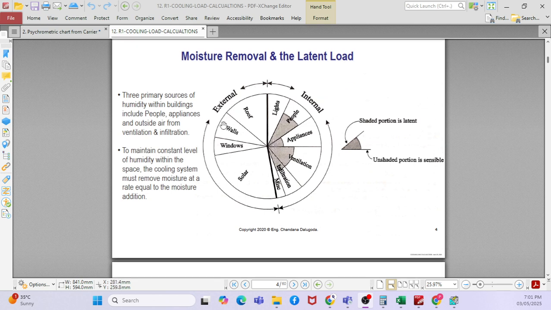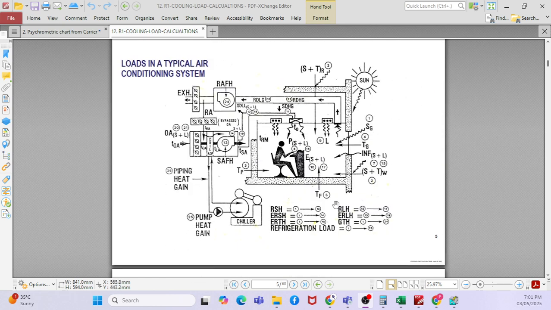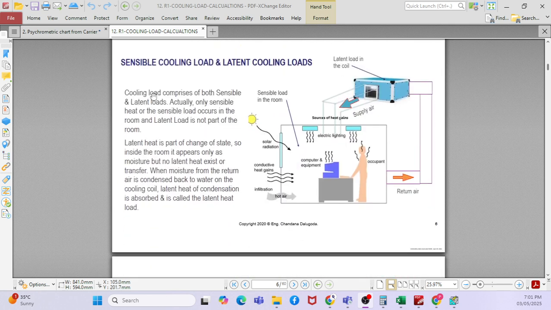So what is the external load and what is the internal load, and what are the types of the external load and the types of the internal load? Which one has a sensible and which one has a latent, right? That understanding you will get from here. When you go further down, this is the normal typical air conditioning system. You have a supply, you have a return going to the equipment, and then you have outside air, right? If you go further down, you will understand sensible cooling load and latent cooling load.